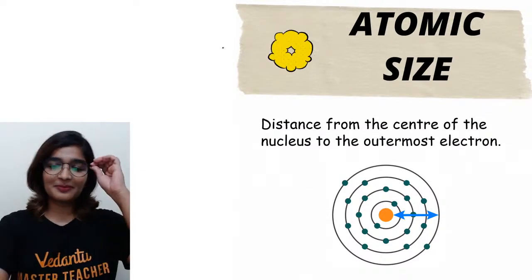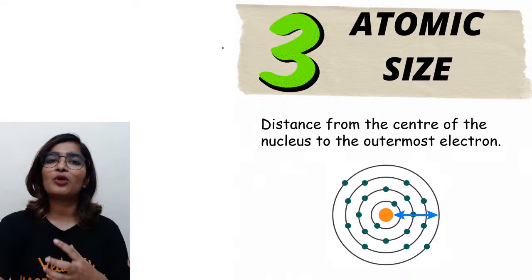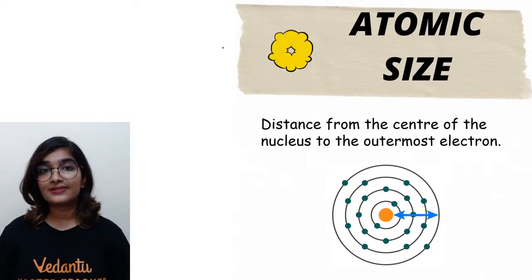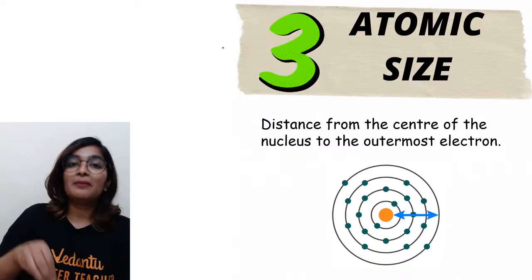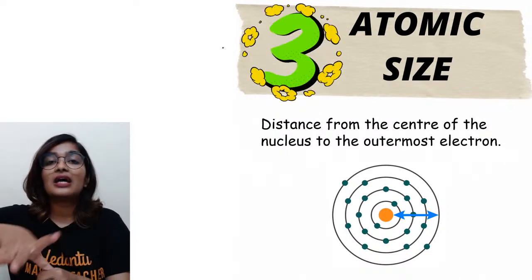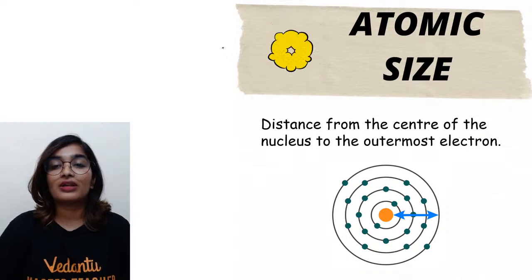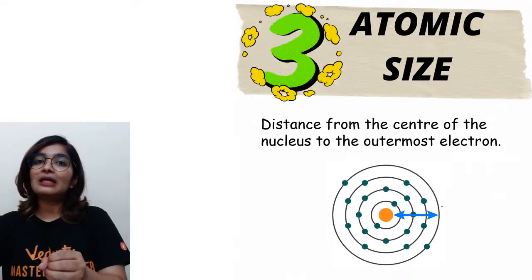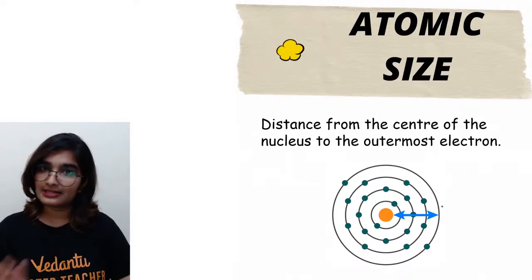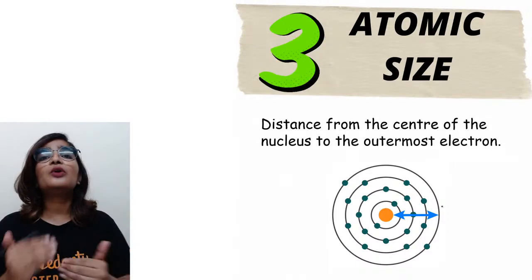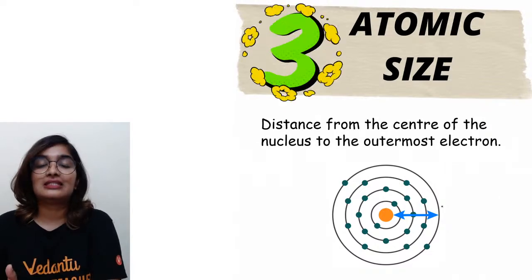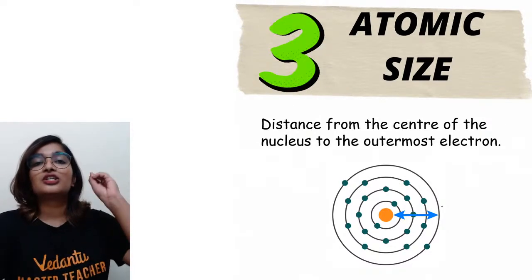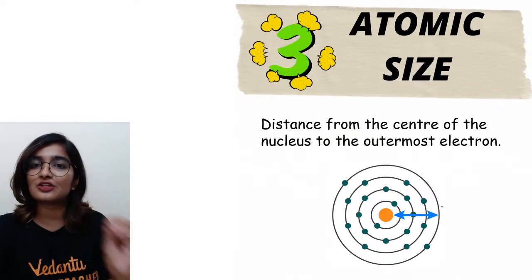But before looking at the trend, it is very important for us to know the definition. So what is atomic size? The distance from the center of the nucleus to the outermost electron is known as atomic size. Obviously, with the increase in the number of shells, the atomic size also increases. It is the distance between the nucleus and the outermost shell or electron. That is atomic size.